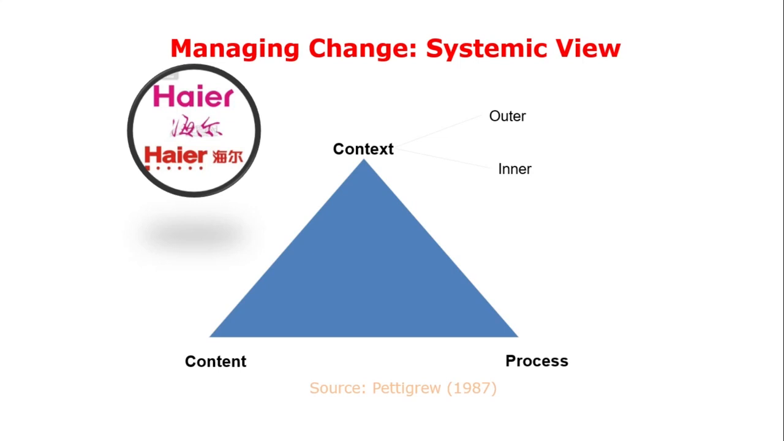So Andrew Pettigrew assumes that whenever you change or implement something new, you need to think of the contents in terms of the resources that you have, the processes that you follow to adapt to the context, whether it is inner, national or company-level culture, or outer, which is the external environment, including economic, social, political, and cultural environment around you.